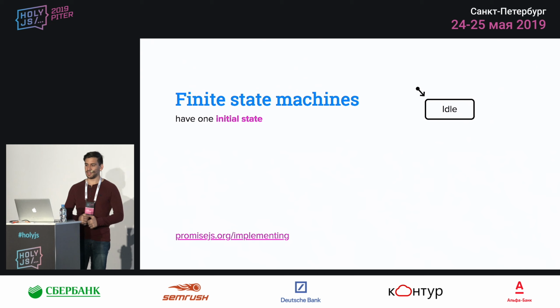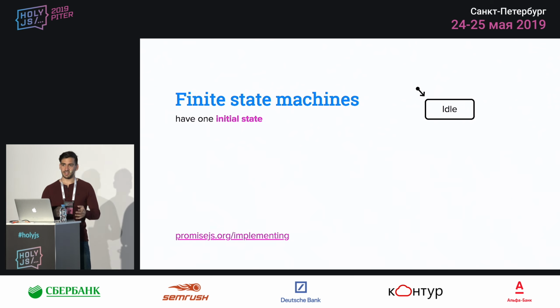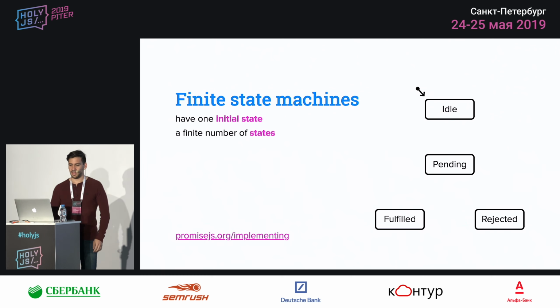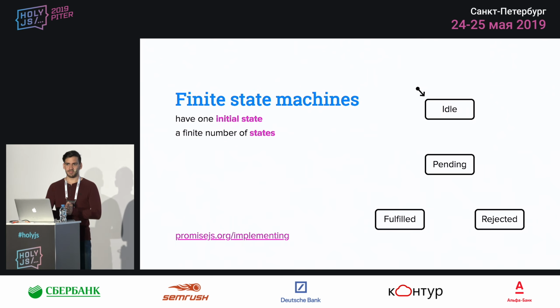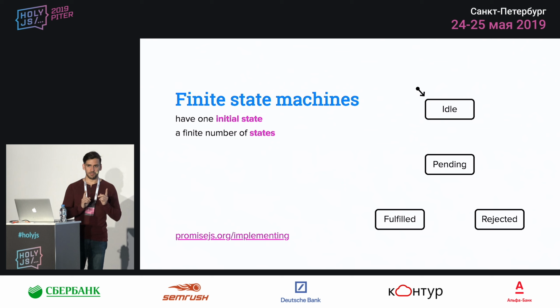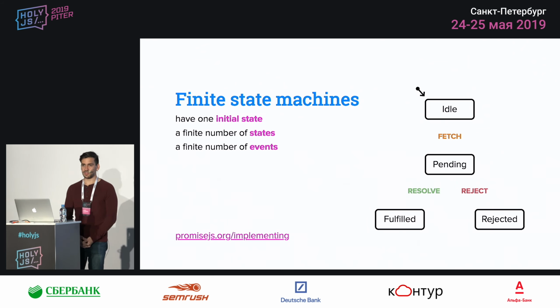The first part is the initial state. All finite state machines need to start somewhere. In this example, we have an initial state for a promise in which it's idle, nothing's happening yet. Finite state machines also have an alphabet, which is the mathematical term for it, but it is the finite number of states that you could be in. The rule with finite state machines is you could only be in one of these states at any given time.